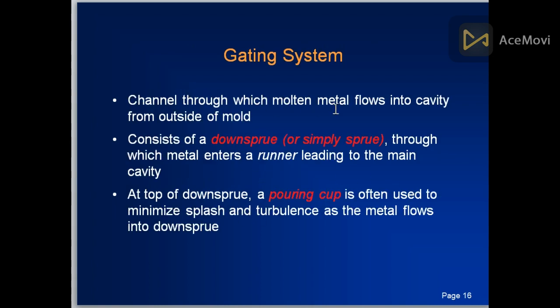Gating system is a channel through which the metal flows. It consists of a down sprue, also known simply as the sprue, through which metal enters a runner leading to the main cavity. On top of the down sprue, there is a pouring cup that reduces turbulence and allows the metal to go straight.